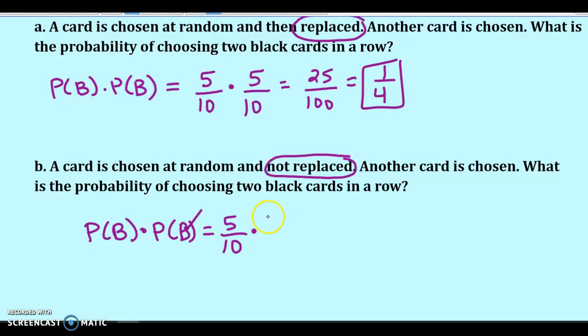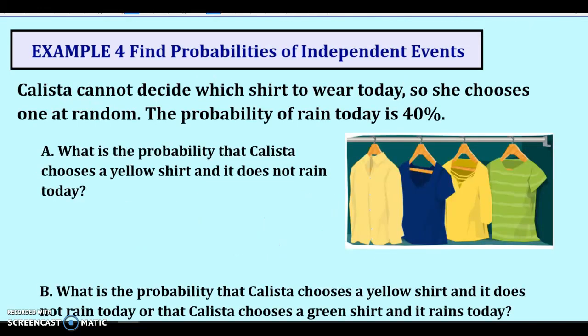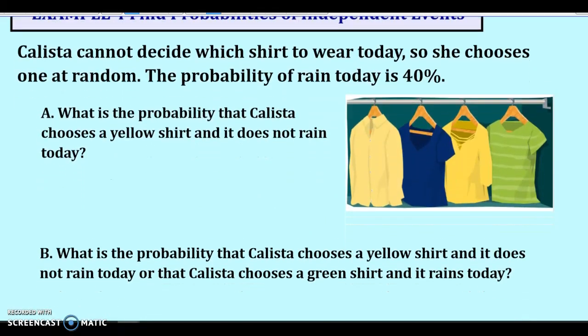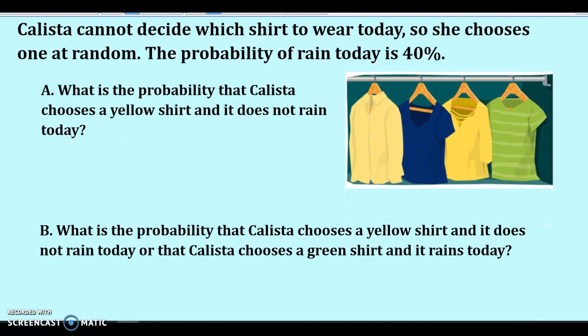But now, because there are 4 cards remaining that are black, and there's only 9 cards total remaining. So if I simplify that, I end up with 20 out of 90, which is about 22% chance. And then we're just going to look at a couple other types of things that you can do besides drawing cards or besides taking marbles out of a jar.